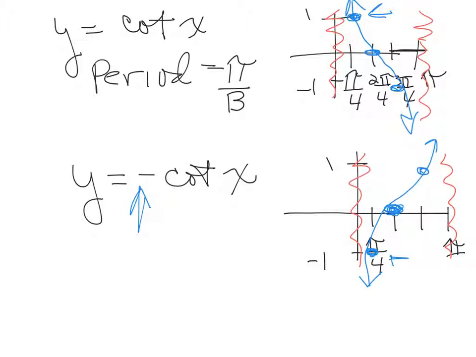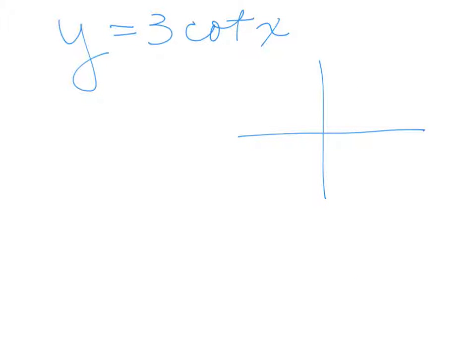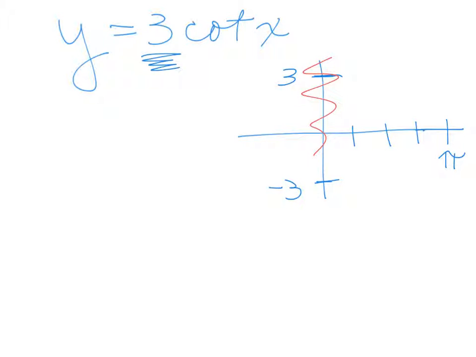All right, next page we're going to do 3 cotan x. Okay, we'll do this together. The 3 is your a. It's not really an amplitude for cotan and tan. It's just a stretch. So your y-axis has been adjusted to reflect the a of 3. Your angles have not changed. You still end with pi. Your asymptotes have not changed. They're still here and here.